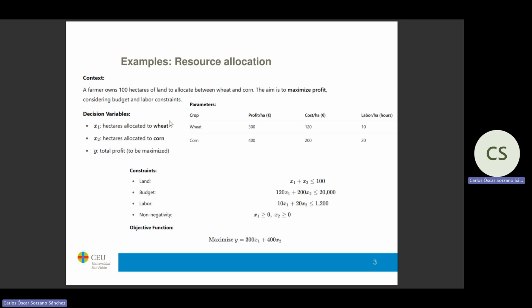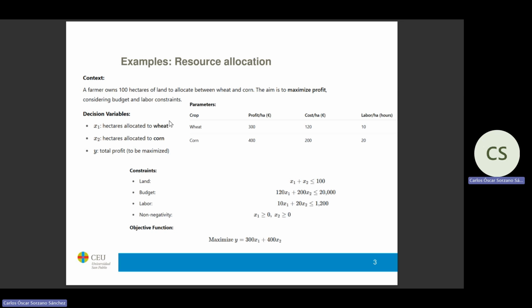So we have, for instance, let's say that a farmer owns 100 hectares of land to allocate between wheat and corn. So there are two variables that we want: what is the surface of wheat, what is the surface of corn that we want to culture. And then the aim is to maximize the profit considering the budget and labor constraints.